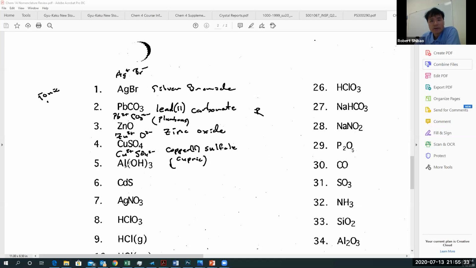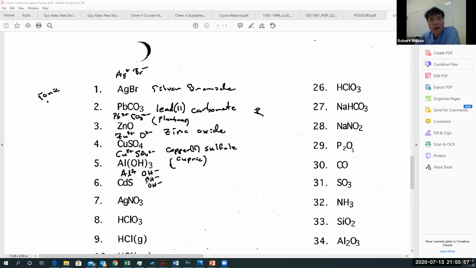Okay, aluminum, fixed charged or variable charged? Aluminum's fixed, and it's always +3 based on its position in the periodic table. And then OH is a minus, and so we have 3 of those. These are called hydroxides.